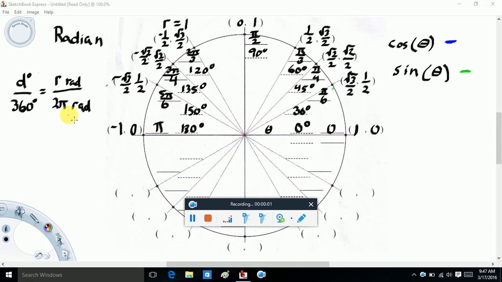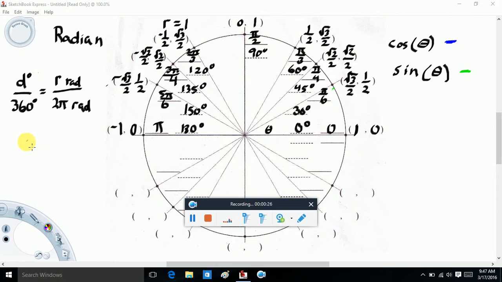Alright, we're going to briefly talk about radian measure. The main thing to understand about radians is that it's just a different way of measuring an angle. When we want to convert from degrees to radians, we use the following proportion.